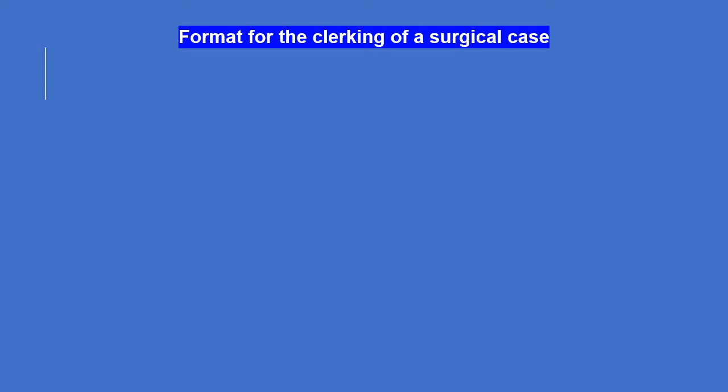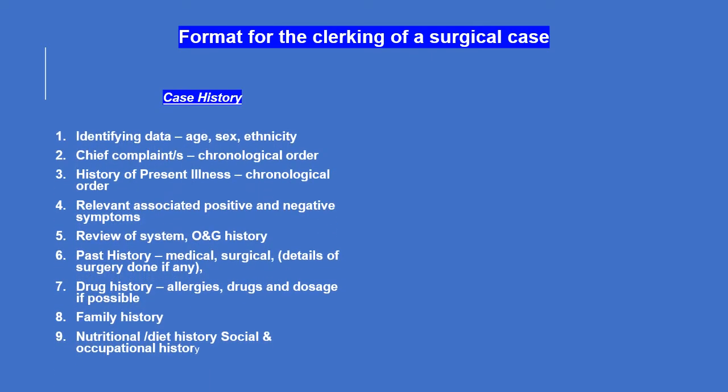Next, we come to the format for the clerking of a surgical case. First you have history, the case history. In the history, the identifying data is very important. In particular importance is the age of the patient. It's very important to document the age of the patient. Other important features will include the chief complaint or complaints in chronological order if there is more than one. The chief complaint is the complaint that brings the patient to the hospital or the doctor.